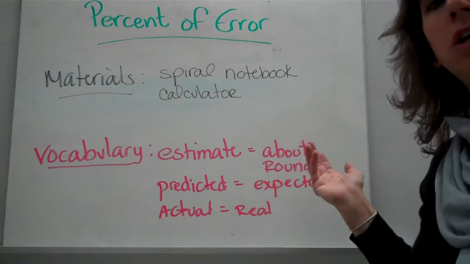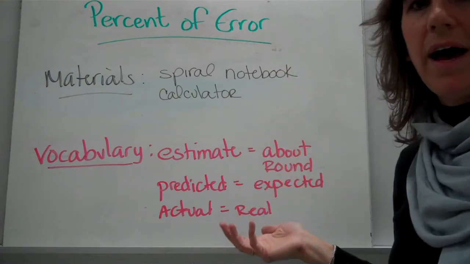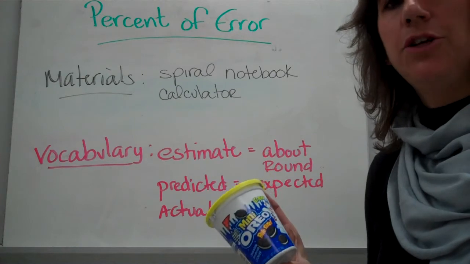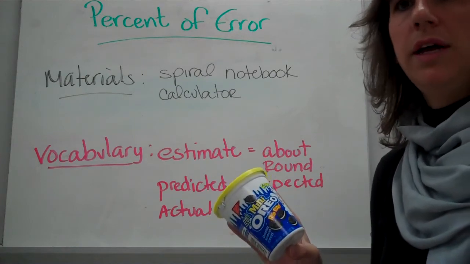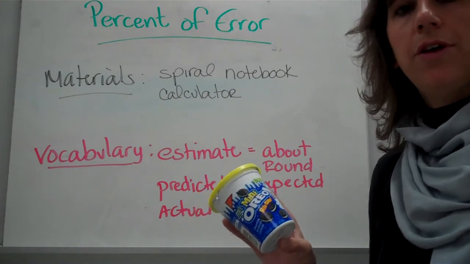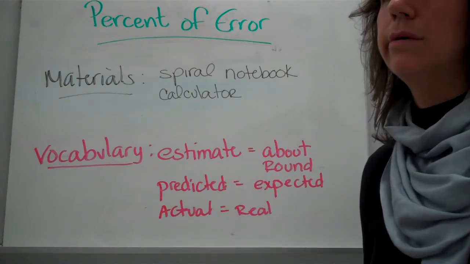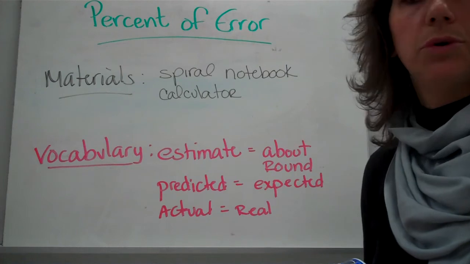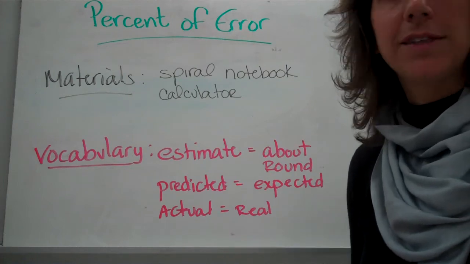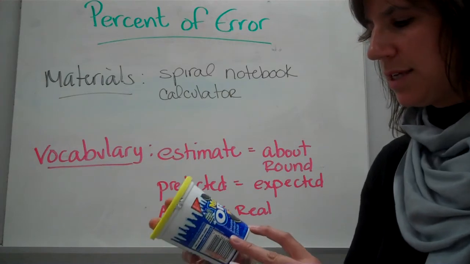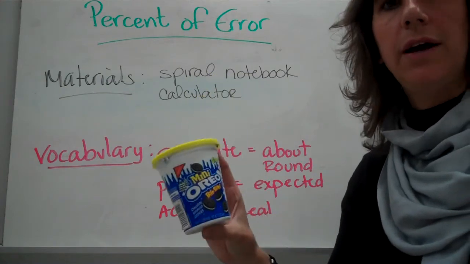I really want to talk to you about what this concept is all about while you're writing down those vocabulary words. Think about those products that you purchase in the store, or really anything out there. It doesn't have to be food, it could be shoes. But here I have a package of Oreos, and on this package it says that this weighs 3.5 ounces.